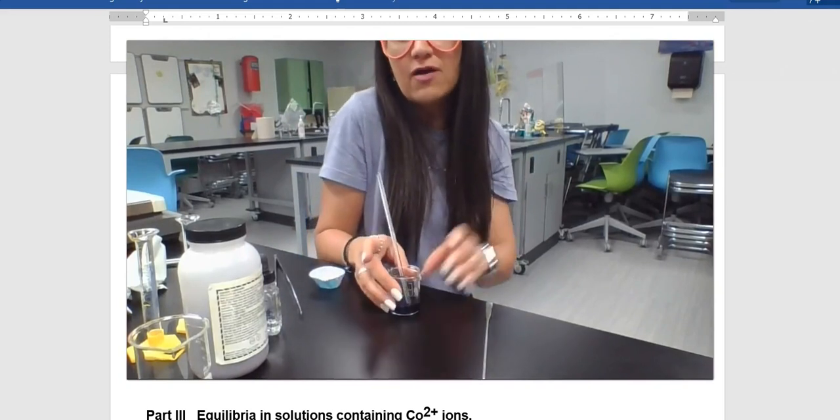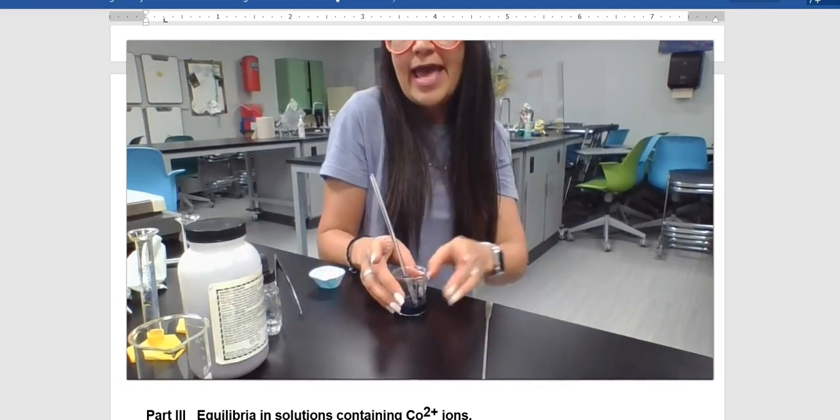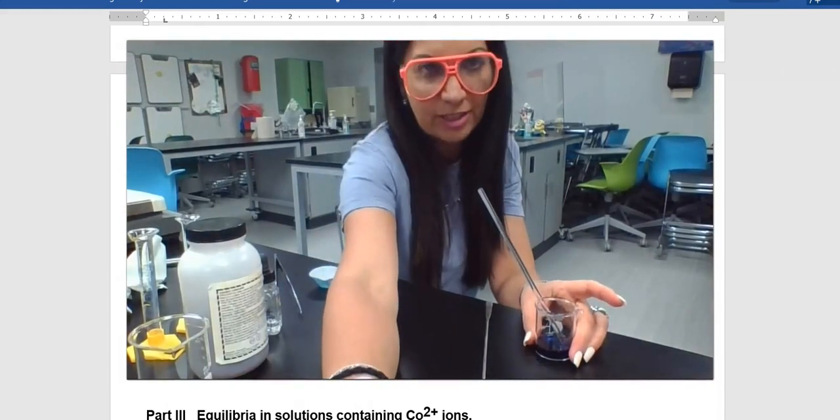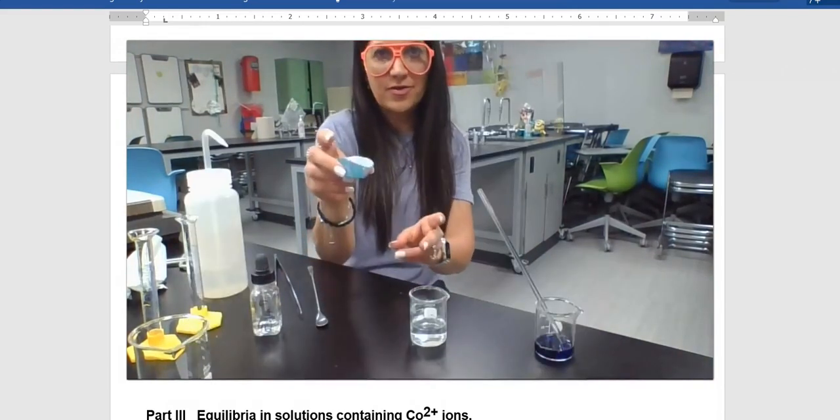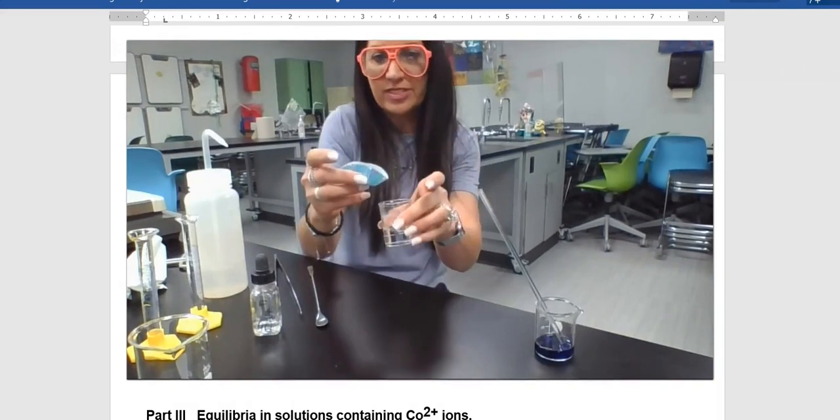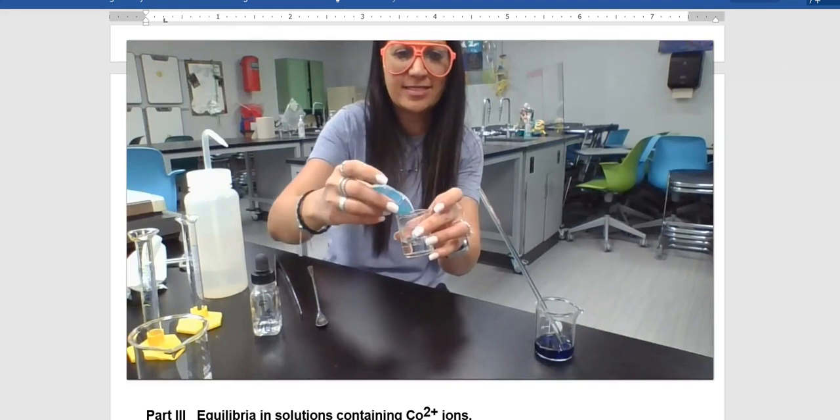Prepare a solution of cobalt with the water by dissolving 0.5 gram of the cobalt chloride in 25 mL of water in another small beaker, okay? All right, so I have another 0.5 grams of this. I have about 25 mL of distilled water in here, so that one had the acid in there.